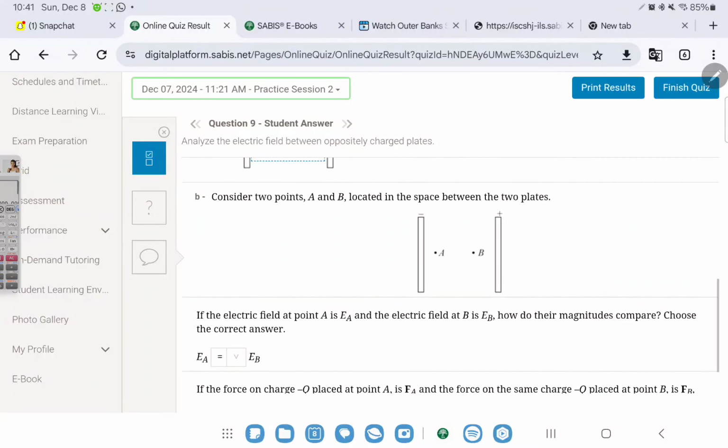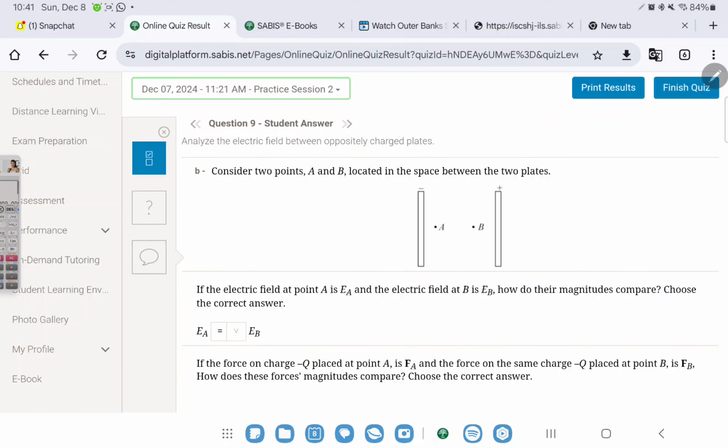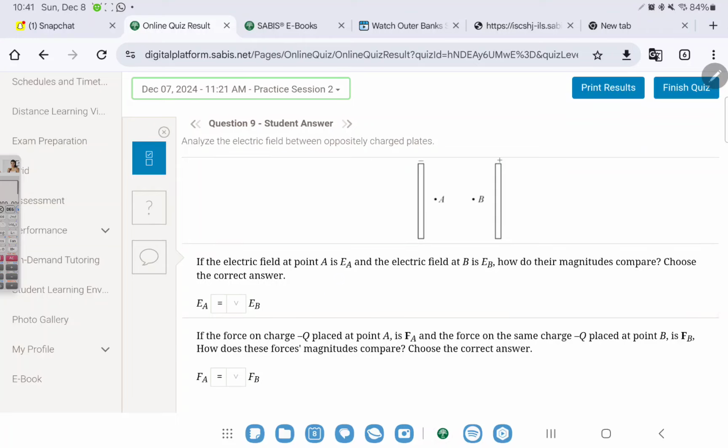Now, at these 2 points A and B, between these plates, the electric field at point A and the electric field at point B, how do their magnitudes compare? Always, when you have it like this, they're always gonna be equal. And if the force on a charge negative Q placed at point A is FA, and the same charge is placed at B, how are they gonna be? So electric fields and forces are gonna be equal to each other, same.